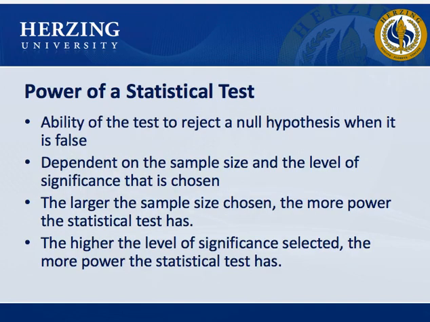The power of a statistical test is defined as the ability of a test to reject a null hypothesis when it is false. The power of a statistical test is dependent on the sample size and the level of significance that is chosen. The larger the sample that is chosen, the more power the statistical test will have. The higher level of significance that is selected, the more power the statistical test will have. A test will also be more powerful if a one-tailed test rather than a two-tailed test is used. If the assumptions of parametric tests are met, these types of statistical tests are more powerful than non-parametric tests.